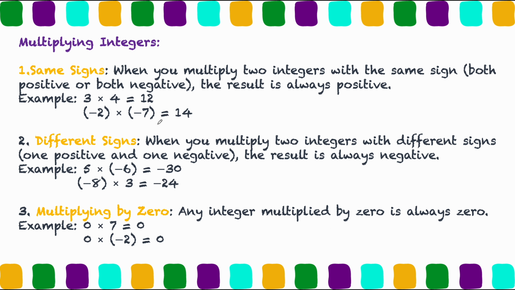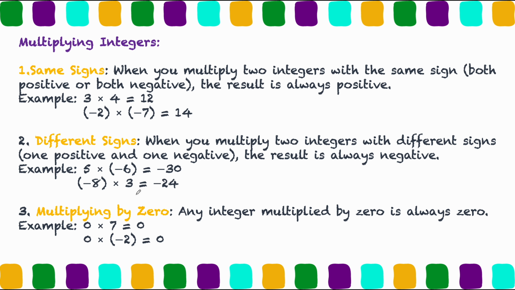Now, when the signs are different, we will always get a product that is negative. So if we are multiplying a negative times a positive, for example, we have positive 5 times -6, our product will be negative, which is -30. And if we are multiplying -8 times positive 3, our product will be -24.